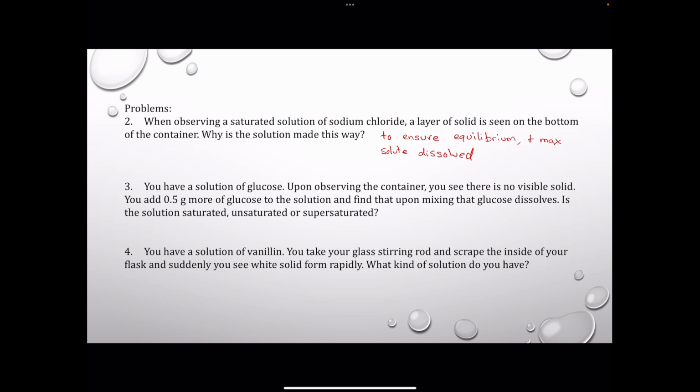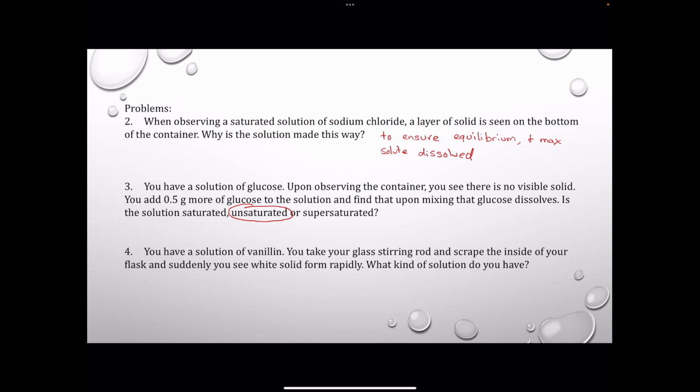If it were supersaturated and we added that glucose, we would possibly have seen more solid form, because that would be that seeding. We add some crystals of glucose and they precipitate out. So this solution is going to be unsaturated. The fact that we were able to add more solute and it dissolved meant that there was still room. It didn't have the maximum amount yet.